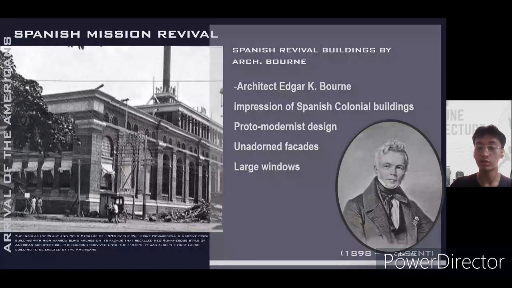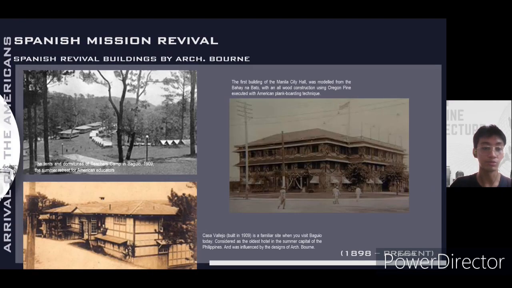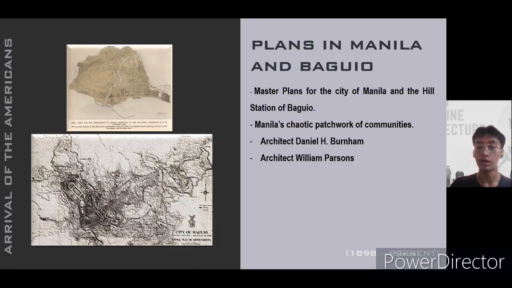Architect Edgar K. Bond is one of the most influential architects during this early period of American occupation, and his works are impressions of Spanish colonial buildings and proto-modernist design, with unadorned facades and large windows. Some of his works are tents and dormitories in Teachers Camp, the first building of the Manila City Hall, and Casa Vallejo in Baguio. And these are the master plans of Manila and Baguio.